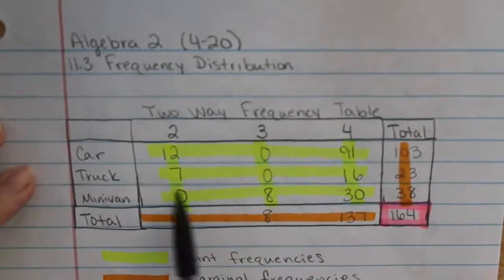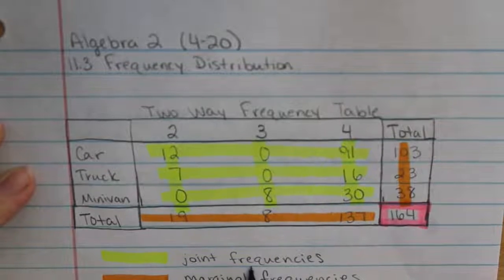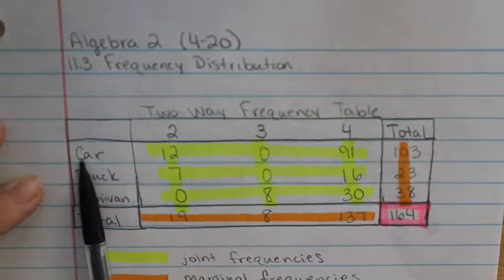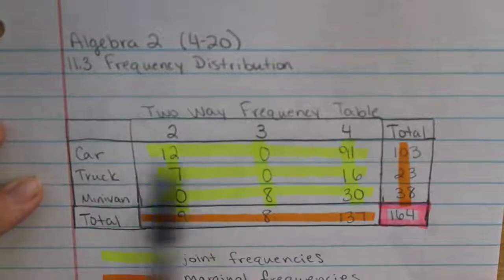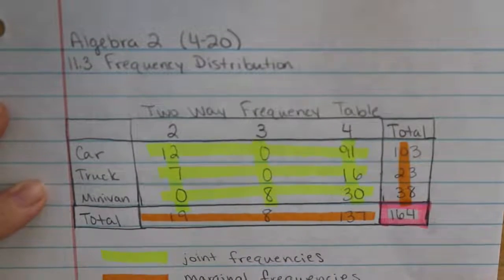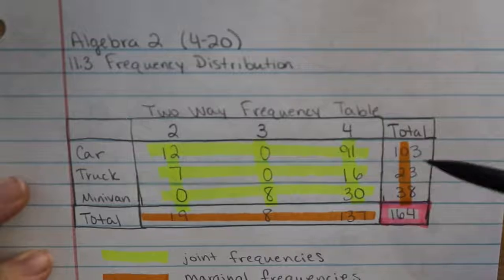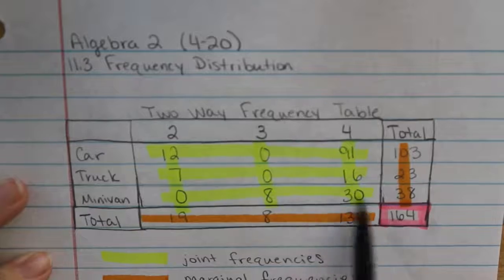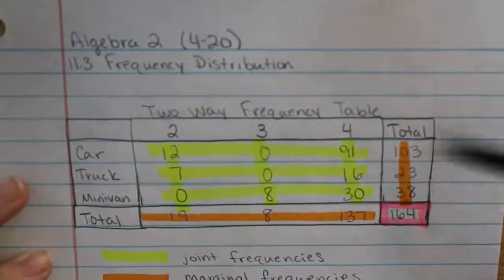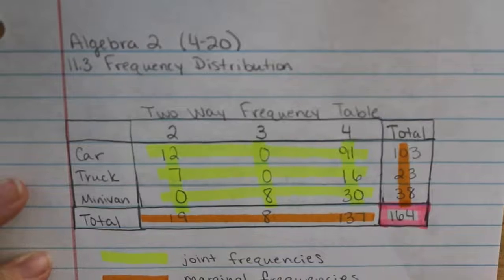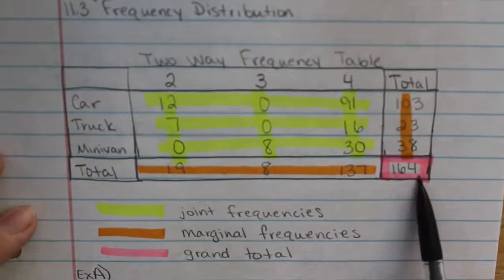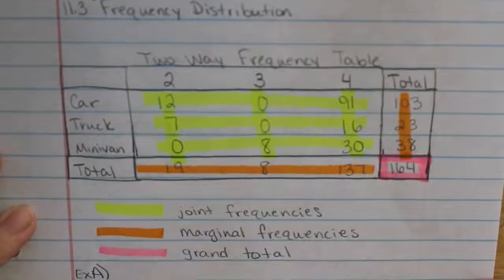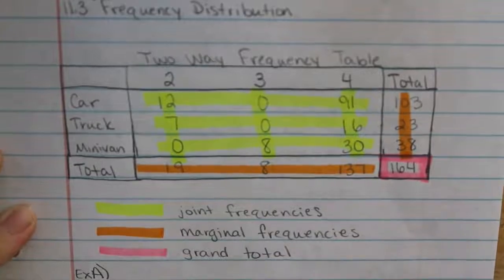Okay, so everything that's in the yellow, everything that's in the center section is the joint frequencies. So anything in here is where you have, so a two-door car or a four-door car. Joint means that it's got two different things with it. Whereas the marginal frequencies, which are the oranges, are the outlying. They are the margins. So if you'll notice, this margin down here is only 2, 3, or 4, and this margin over here is only cars, trucks, or minivans. I also have the grand total highlighted. So all of this is how many cars, trucks, and minivans you have that are 2, 3, or 4 door.